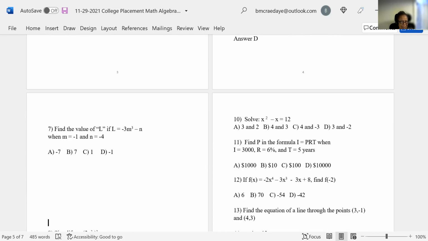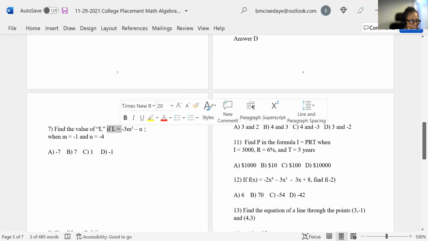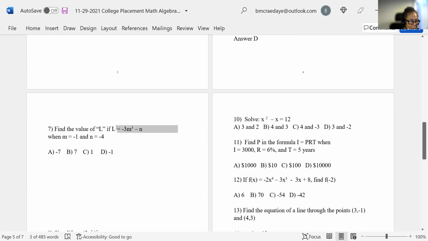Find the value of L. This is a substitution. Wherever you see an M, you want to put a minus 1. Where you see an N, you want to put a minus 4. So take your equation, make your substitutions, and tell me what answer you get. There's the L value, there's the L equation.